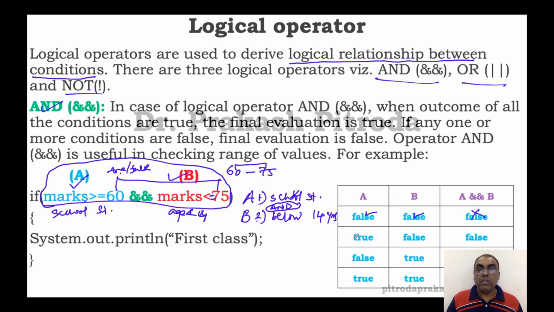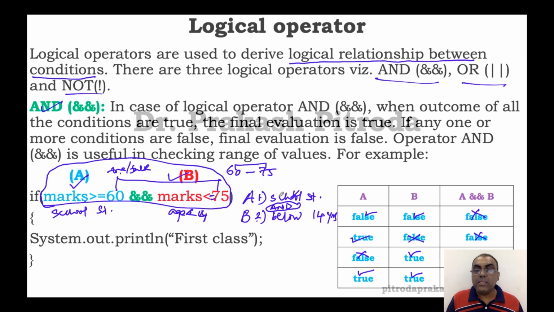I do not get enrolled. Now I say yes, I am a school student, but I am still not below 14. I still do not get admission. Now I say I am not a school student, but I am below 14. I still don't get eligibility to participate. But if I am a school student and I am below 14, I am able to participate. So this is how multiple conditions work.